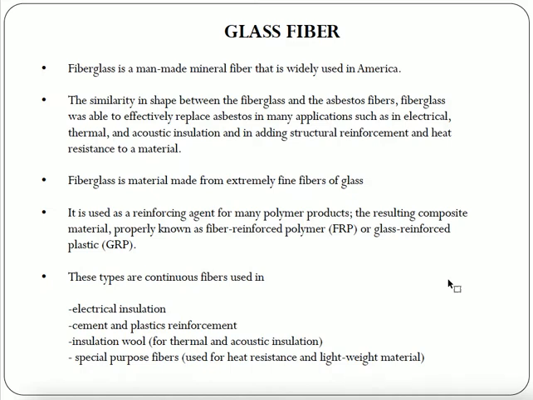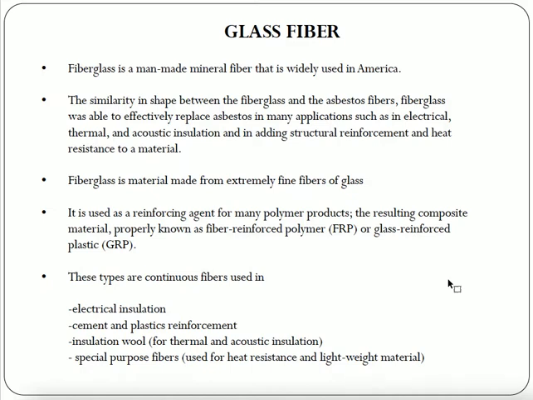So fiberglass is a material that is made from extremely fine fibers of glass, and it is used as a reinforcing agent for many polymer products. The resulting composite material is properly known as fiber reinforced polymer or glass reinforced plastic. These types are continuous fibers used in electrical insulation, in cement or plastic reinforcement, and insulation wool for thermal and acoustic insulation.